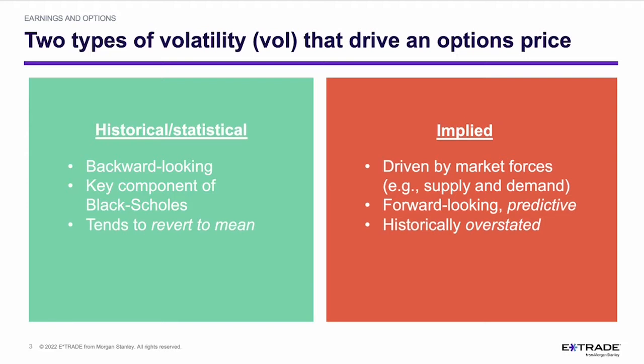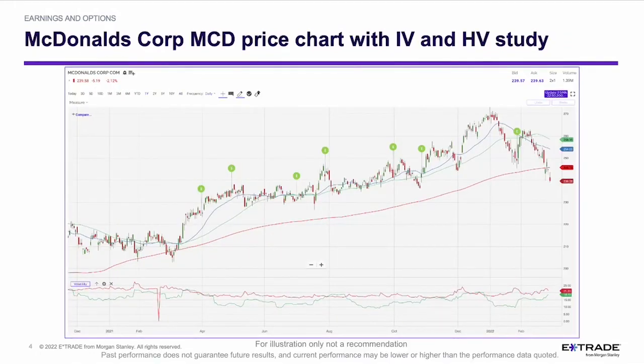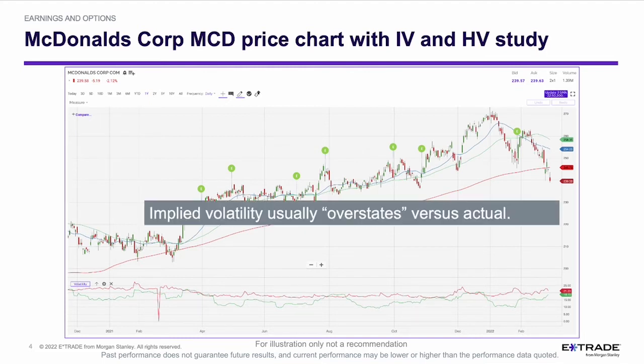So you'll get a better concept of that as we go through the slides, but historical and implied volatility are key concepts in understanding earnings and option trades. Let's take a quick look at McDonald's Corporation. We'll take a look at the price chart, and you can see that I've got an implied volatility and historical volatility study across the bottom. Let's do a quick analysis of it.